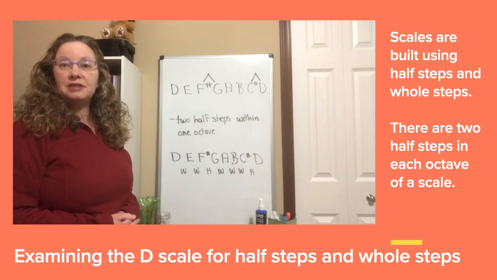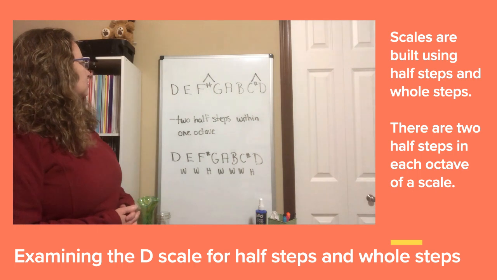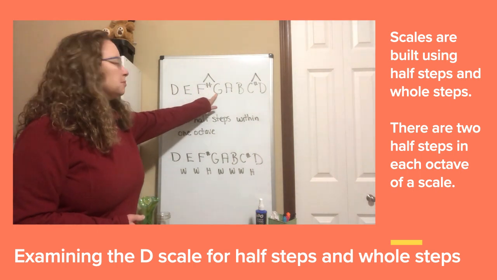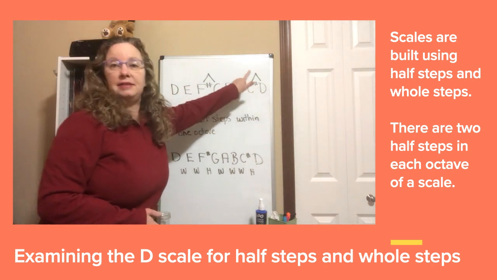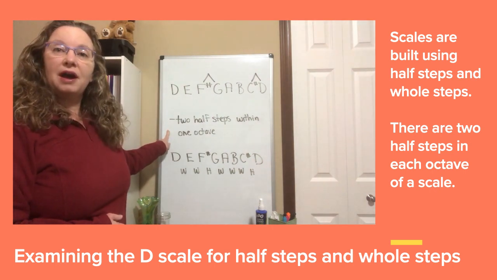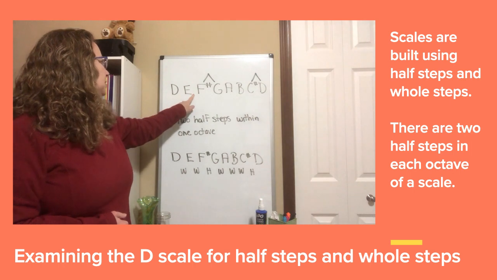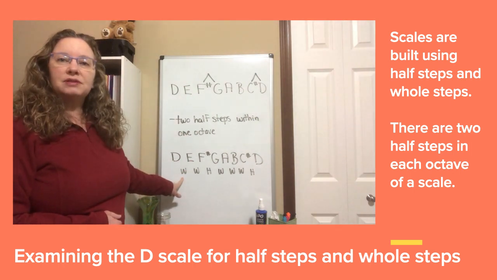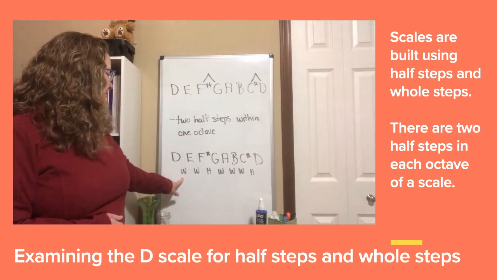So let's examine the D scale to find where our half steps are. As we play the scale, F sharp to G is one of the half steps, and C sharp to high D is another half step. So there are 2 half steps within 1 octave of a scale. And if we examine the distance between each of the other notes, we realize they're going to be a whole step. So there becomes a formula that we can use to build scales.